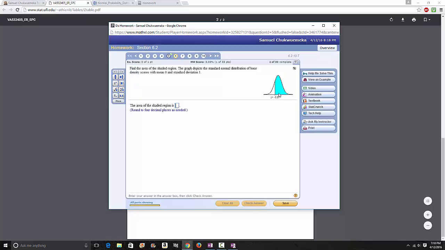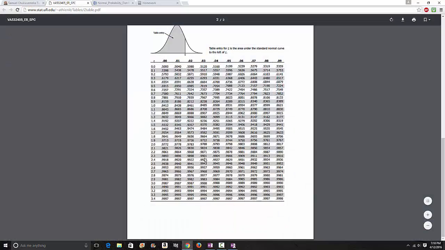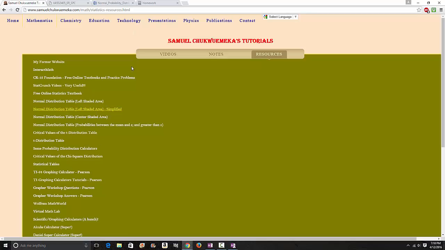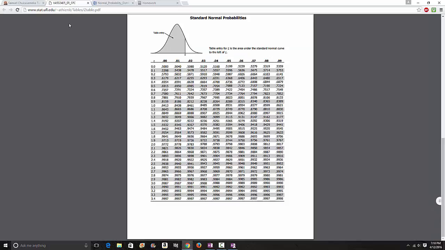Question 6. This one is the area to the right, and Z is negative 1.87. The table I gave you is to the left. And you know, in the resources, I also have a table to the right. You can use this here to find that table to the right. But I don't want to teach you with this unless you want me to. I want to teach you the most common one that they use, which is this left shaded area.